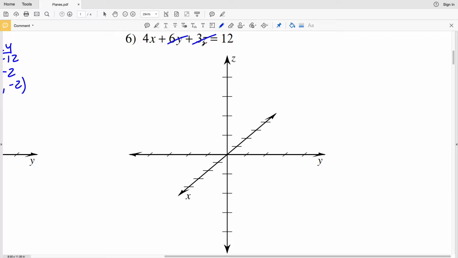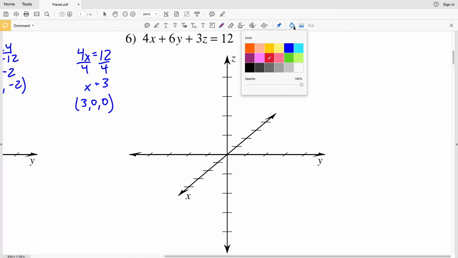So when y and z are 0, I'll have 4x equal to 12. Dividing by 4, I'll get that x equals 3, so I'm going to plot the point 3, 0, 0. So that's 3 forward from that origin, 0 right or left, and 0 up or down.